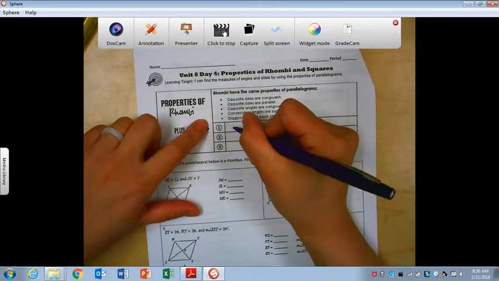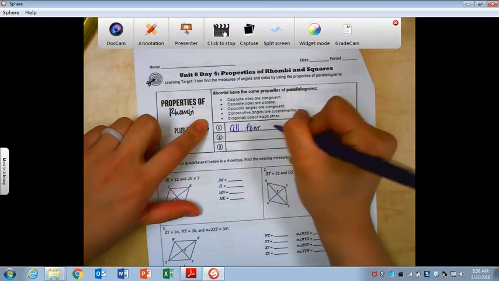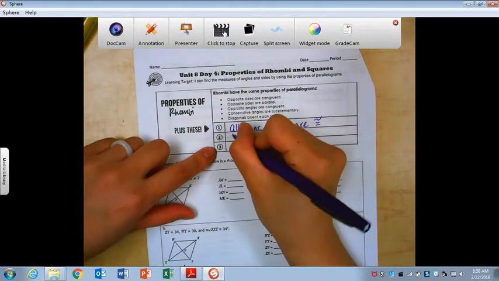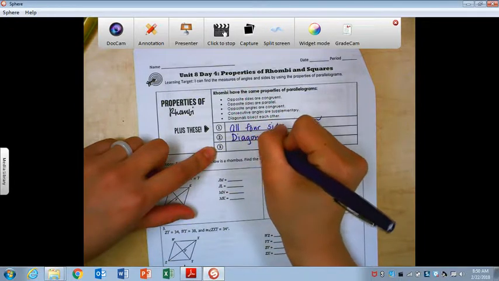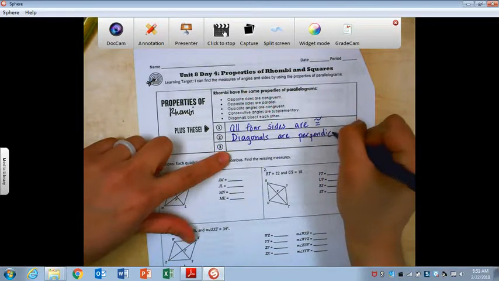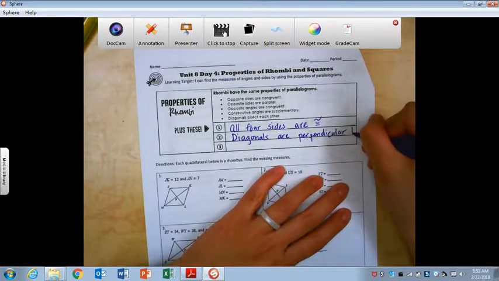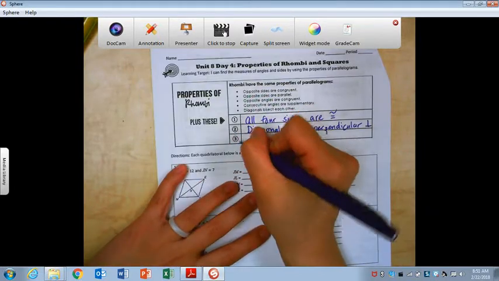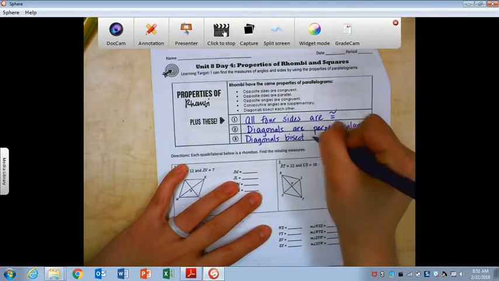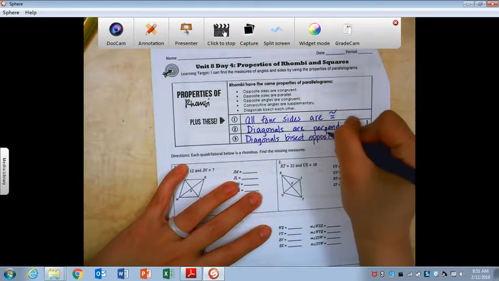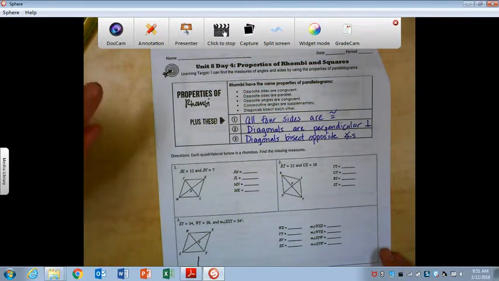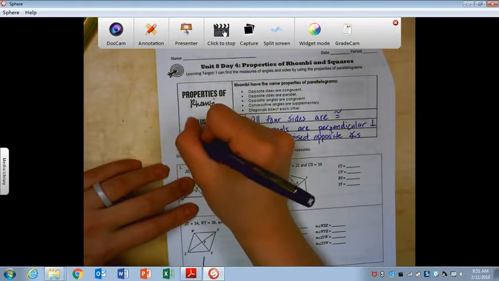So the first one, all 4 sides are congruent. Second thing, diagonals are perpendicular. Okay, and remember the symbol is an upside down T, and then diagonals bisect opposite angles.